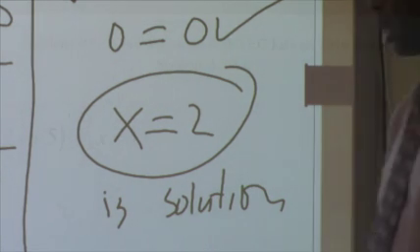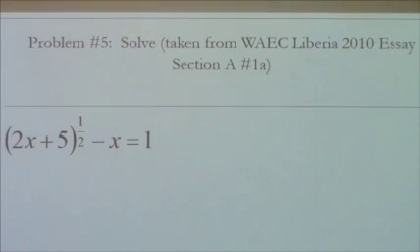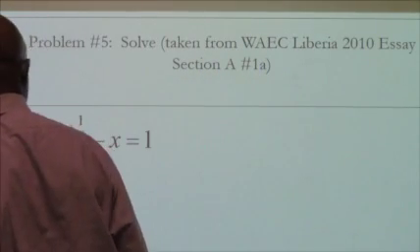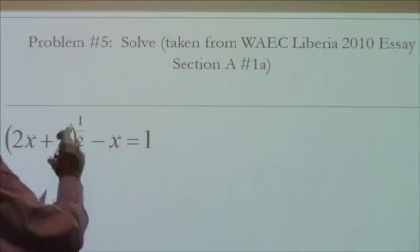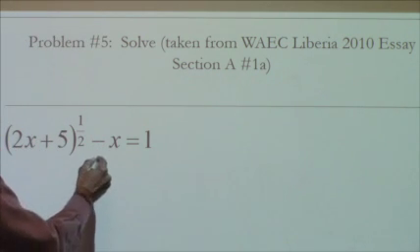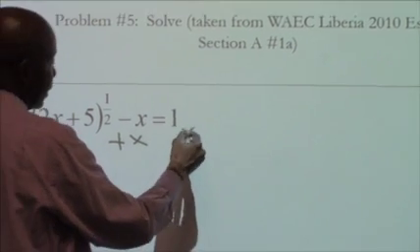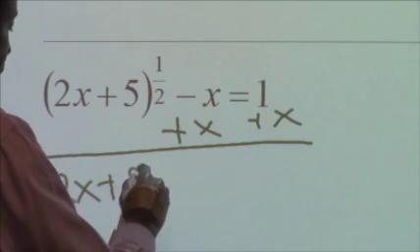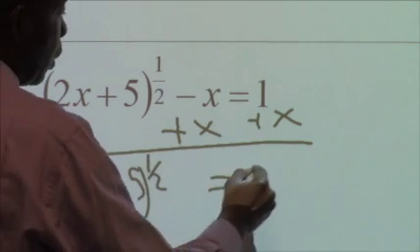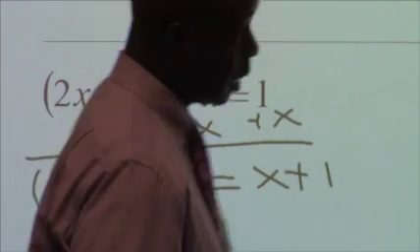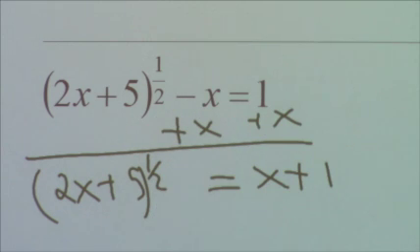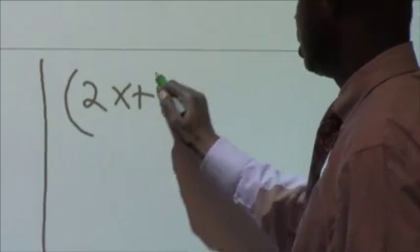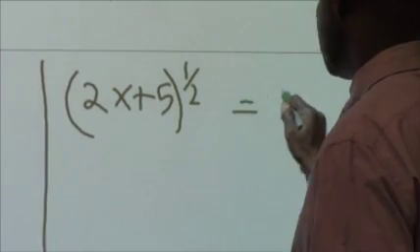It does not work. Again, we have to isolate the expression here containing the rational indices. So what we're going to do is add x here and add x here. So what we have here is (2x + 5)^(1/2) equals x + 1. And then we must get rid of the square root. So I'm going to come down here so you see it clearly. So what I have is (2x + 5) raised to the half equals x + 1.